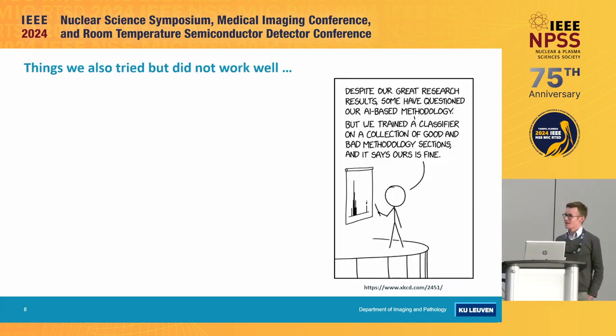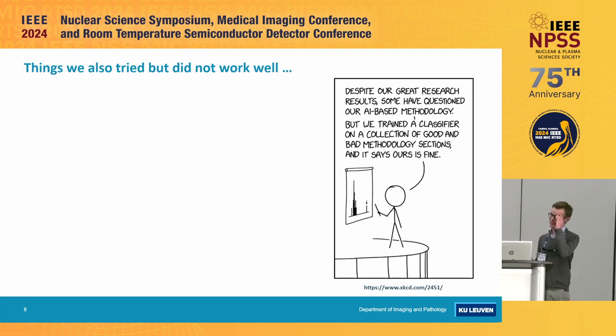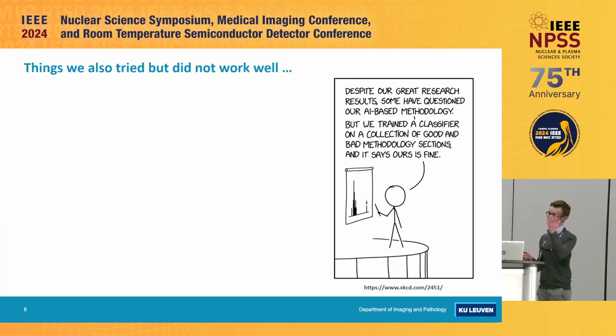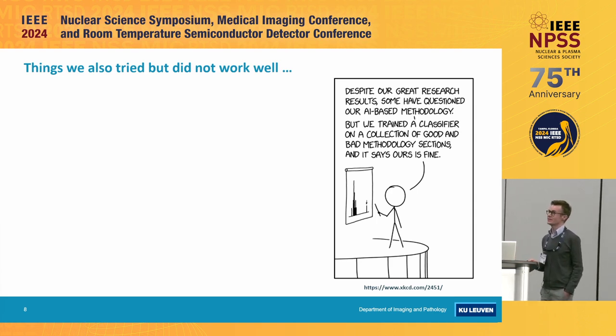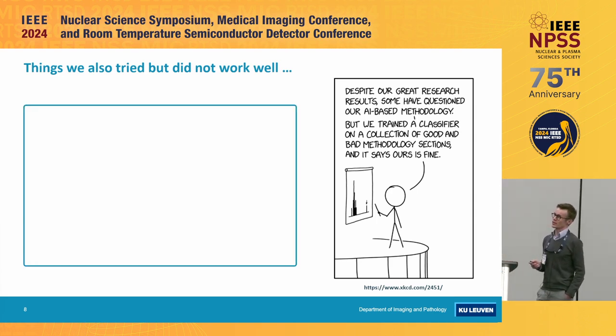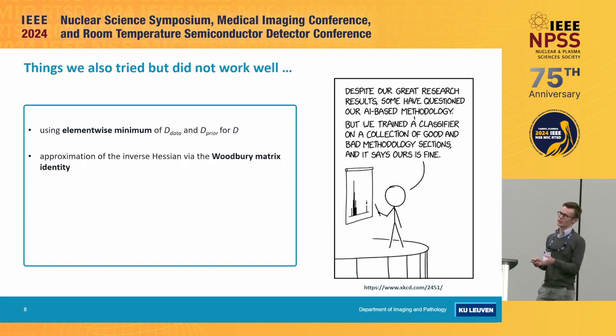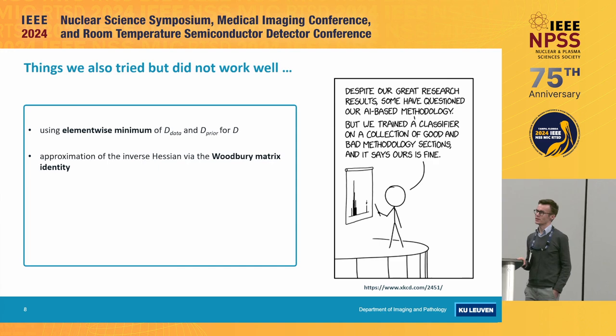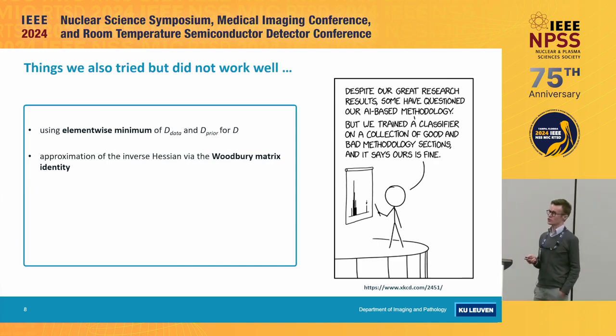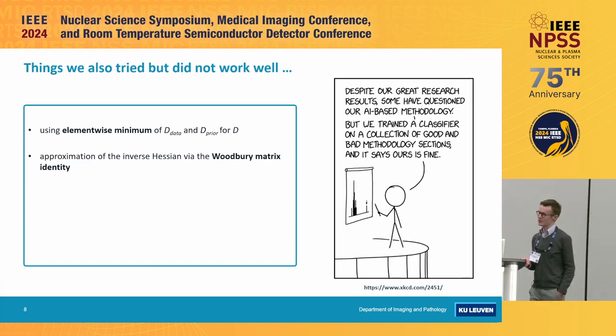What I will also show you is, obviously, this is what we submitted, but we tried many more things, because we had three very talented people in the team. First, we tried different ways of this conservative combination of the diagonal data preconditioner and the prior preconditioner. We tried an element-wise mean, but that didn't work very well. We tried different approximations of the inverse of the Hessian, for example by the Woodbury matrix identity. Don't ask me what that is, you have to ask Jelko. But that also didn't work very well.